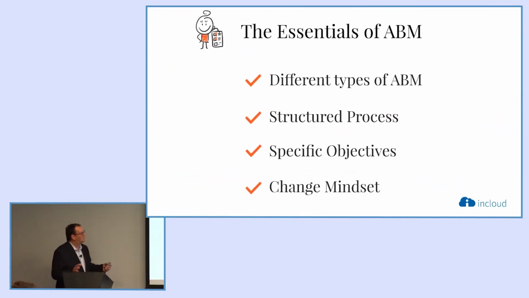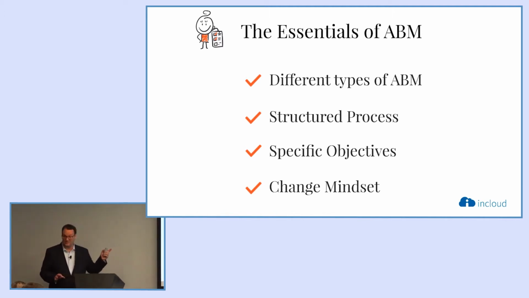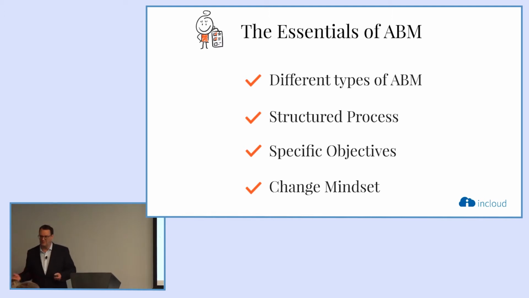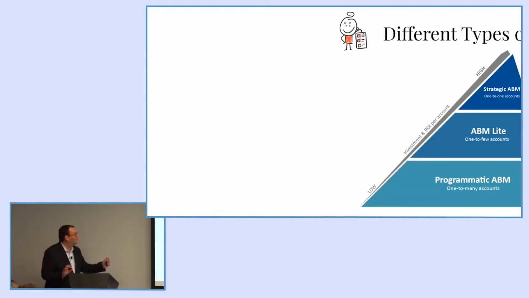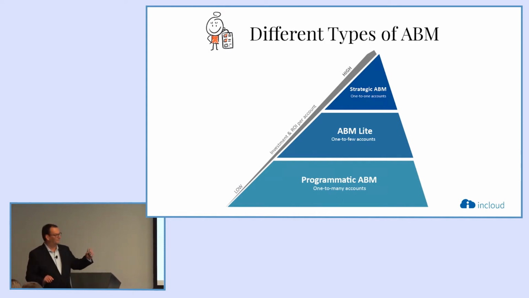So there are essentially three different types of ABM programs. And we're going to be covering the structured process that goes into that, the specific objectives, and the type of mindset change that you have to be considering versus product marketing. So there's three different types of ABM programs.